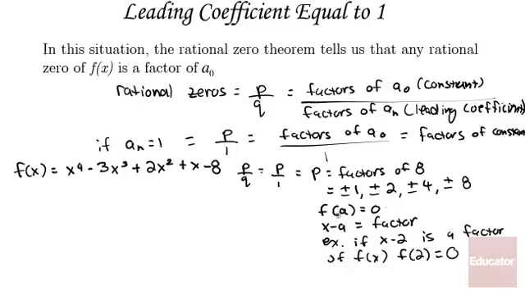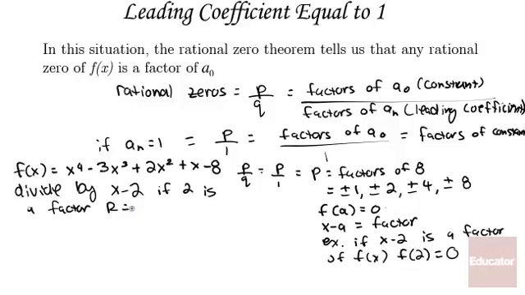So if I go ahead and divide, for example, f of x by x minus 2, that will allow me to check to see if 2 is a factor. If 2 is a factor, the remainder will equal 0. So let's go ahead and do that. Here we're dividing by 2, and I do not have any missing terms. So I have coefficient of 1, coefficient of -3, coefficient of 2, another coefficient of 1, and coefficient of -8.